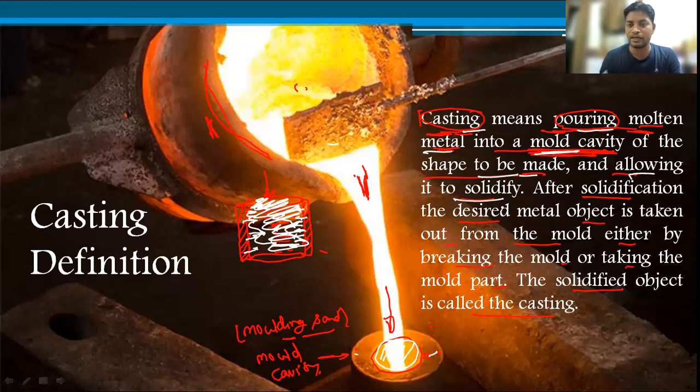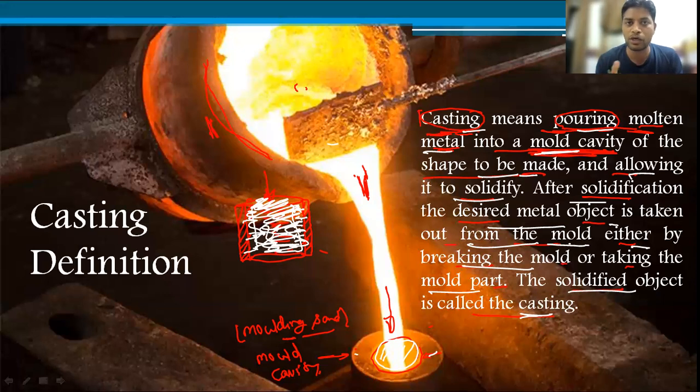Up to that we keep it inside, and after solidification, the desired object is taken out from the mold, either by breaking the mold, if it is just molding sand and a single pattern, or by taking the mold parts apart and just shaking it out. This solidified object is called a casting. This white one, when you bring it out, we call a casting, or in other terms, a casted product. So this is the exact simple definition of casting.